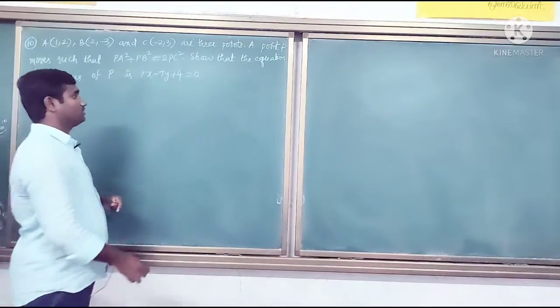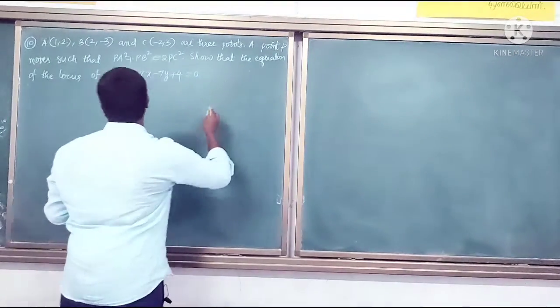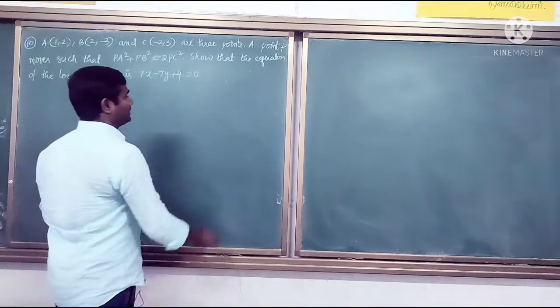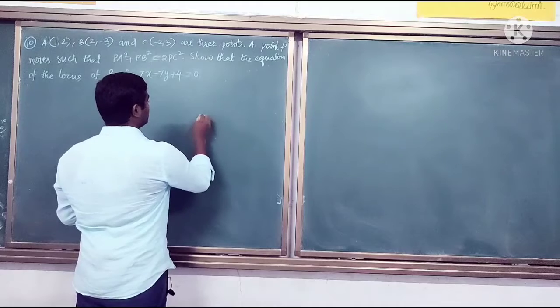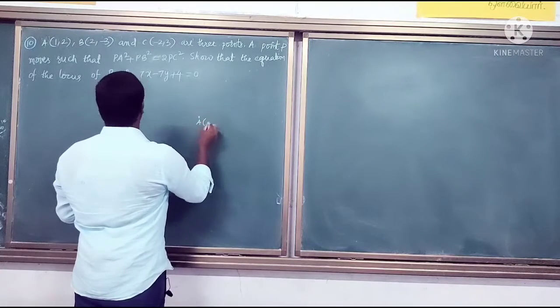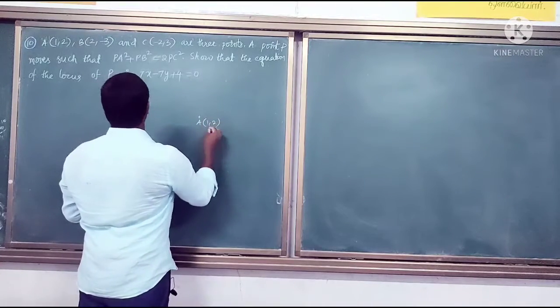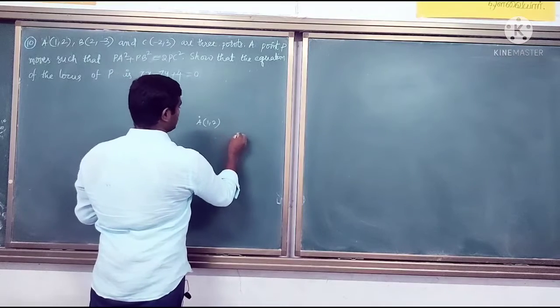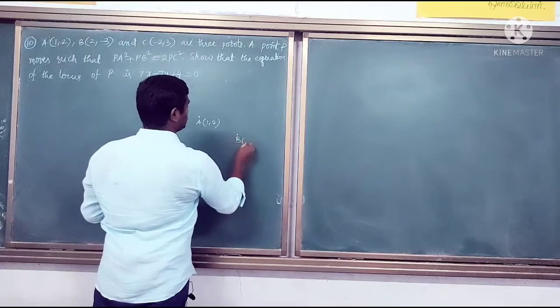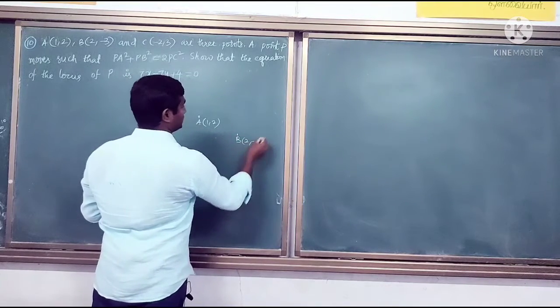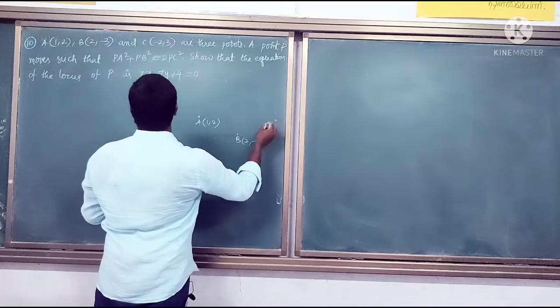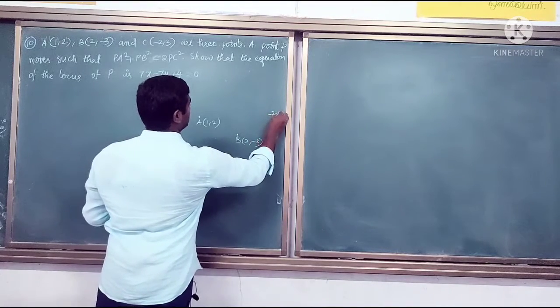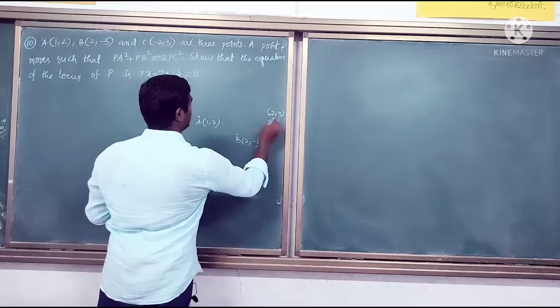Okay, so you can consider the 3 points they have given. A, B, C is given. Suppose A is 1 comma 2, and B is 2 comma minus 3, and C is minus 2 comma 3. These are the 3 points.